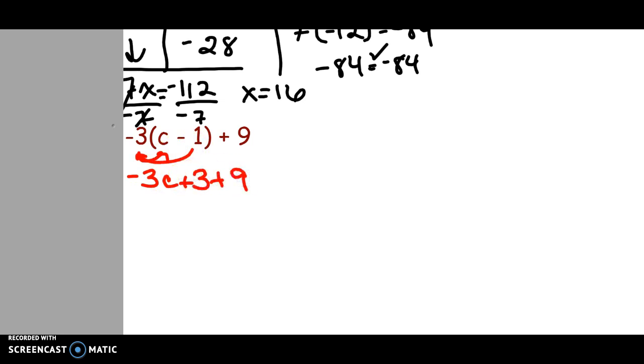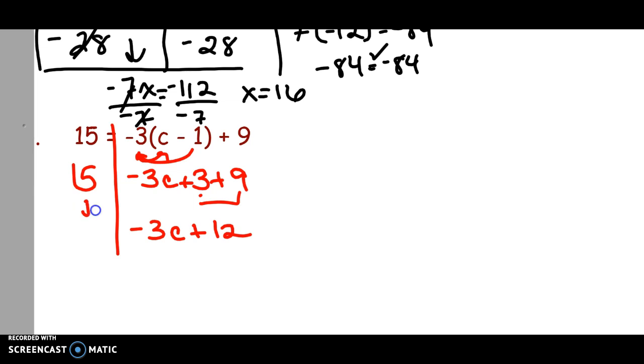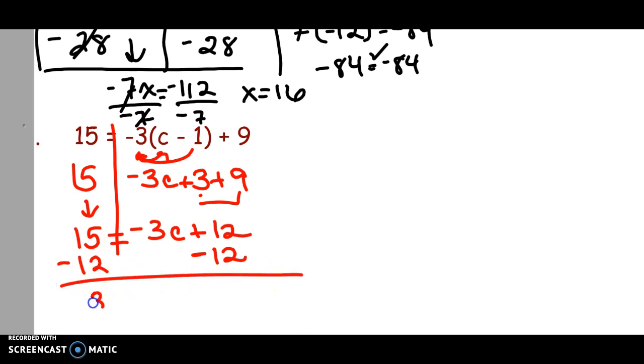Now in this one, I look at it and I say, hey, I can add those two together. I know what 3 plus 9 is. So that's negative 3c plus 12. Now I'm just going to bring my 15 down to stay nice and neat and organized. And it's a two-step equation. Now the right-hand side is where my variable is, so I'm eliminating what's on the right-hand side. So I have minus 12 from both sides to get rid of that. I get 3 equals negative 3c.